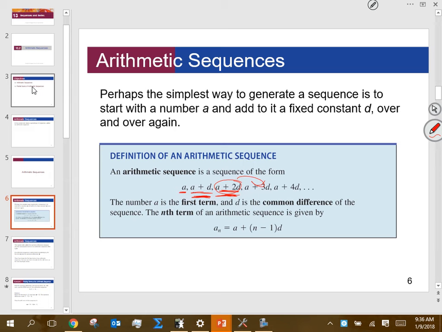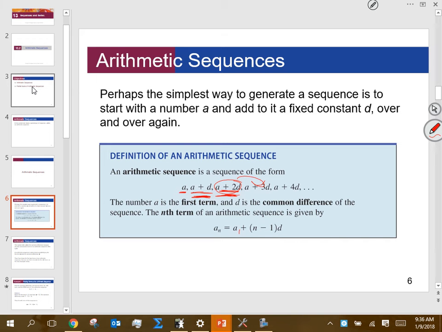The first term a lot of times is called A. I like to put the subscript, A sub 1, just to remind us that it is in fact the first term. N is the index of what term we're looking at. So a lot of times when we're developing a rule, it stays as N. We don't change it. And then D is the common difference.